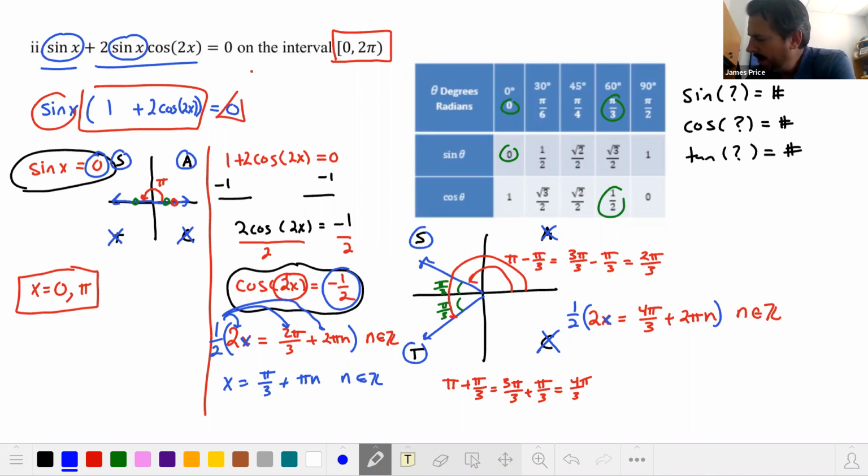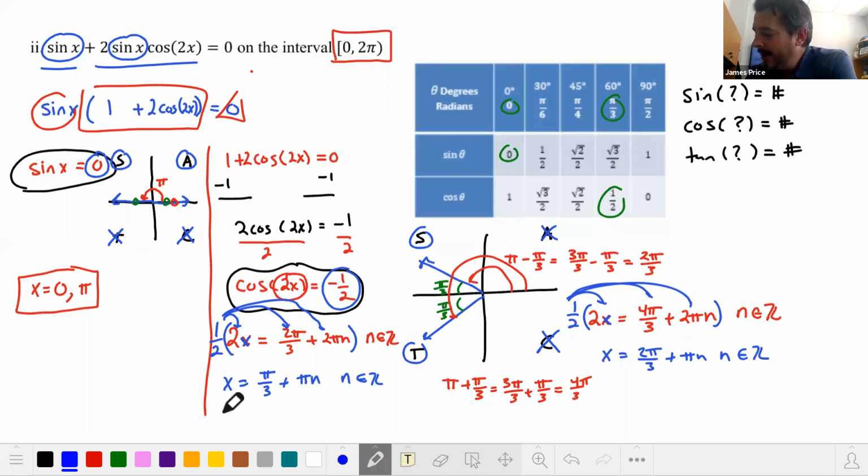Over here, the same thing. So I multiply that by a half. And so I get x equal to, multiply this by half. And then the 4 and 2 cancel a little bit. So I get 2 pi over 3, plus, multiply this by a half. The 2's are going to go away and I get pi n. And again, n is still an integer.